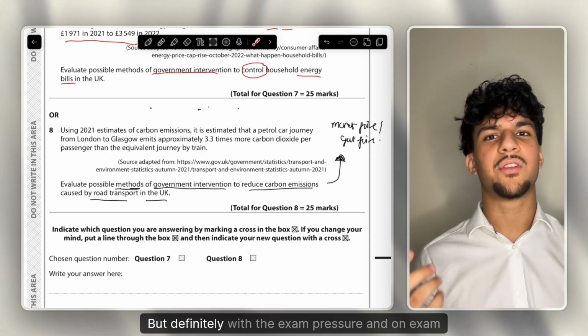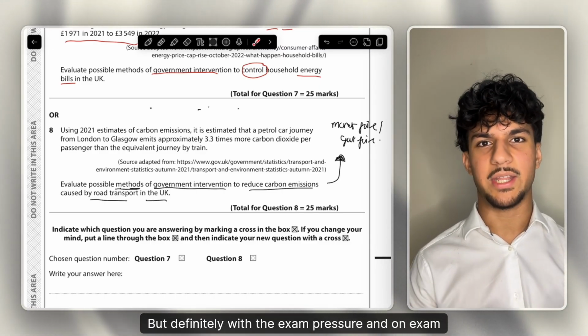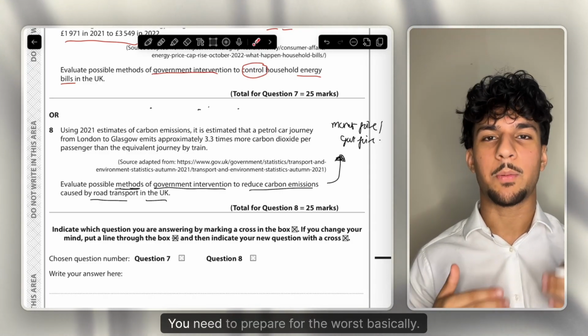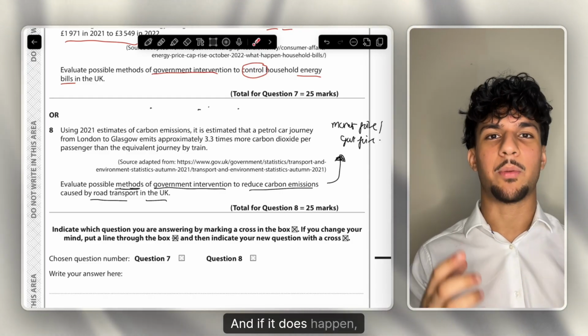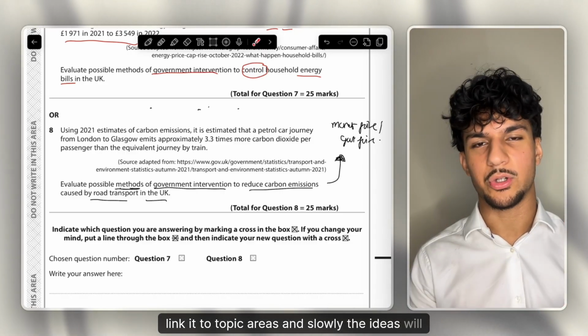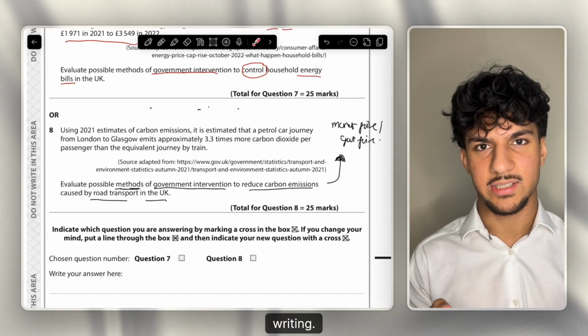your mind. But definitely with the exam pressure on exam day, you should actually be expecting that when you read some questions, your mind should go blank. You need to prepare for the worst basically, and if it does happen, just use that strategy, link it to topic areas, and slowly the ideas will come flooding in, and then you can go about writing.